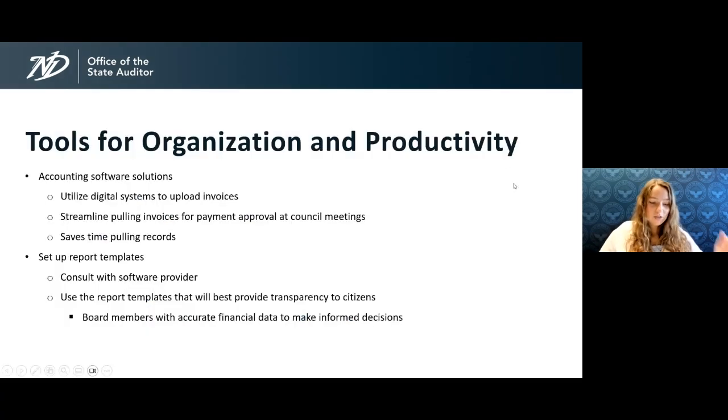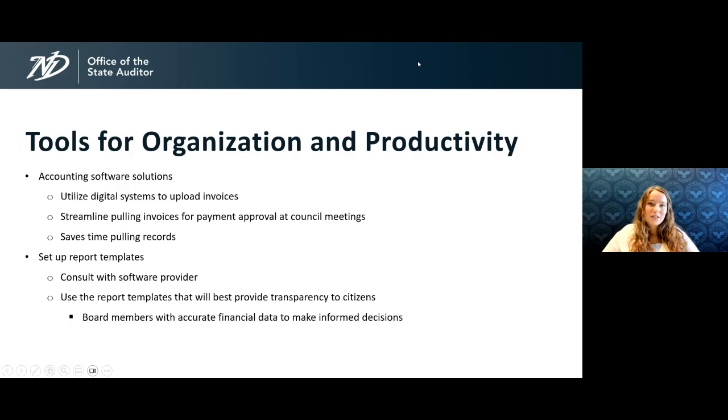So moving on to tools for organization and productivity. If you have digital systems, those are great. That's a great way to streamline your workflow and enhance your productivity. Utilize your digital systems to upload invoices so you don't have to find the check stub, put it with the check, and put it in the same place. Streamline pulling invoices for payment approval at council meetings and board meetings. You're going to save a lot of time pulling records by streamlining those processes.